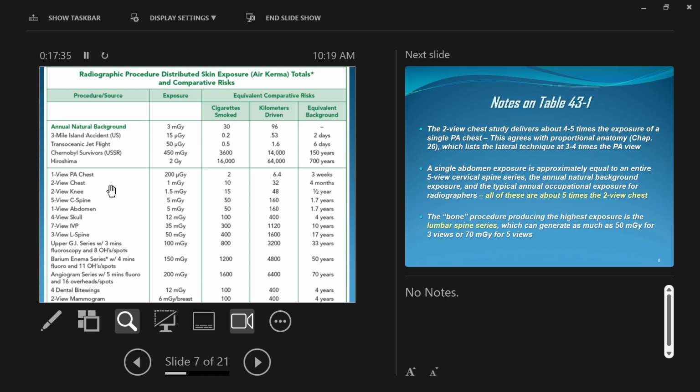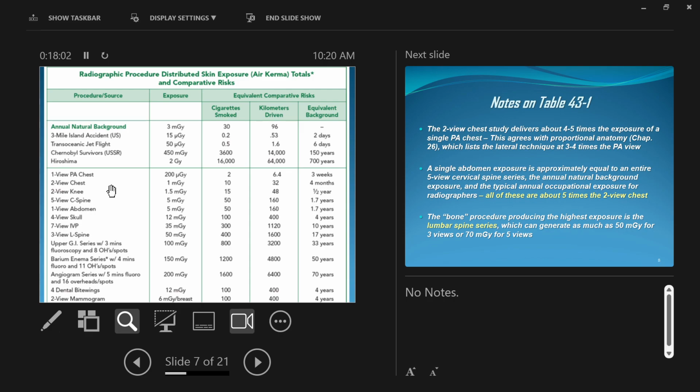So let's look at the lumbar spine. Lumbar spine, 50 milligray. How's that compare? That's all 3 views, right? That's the distributed skin exposure for all 3 views. It's not just a single view. But a 3-view lumbar spine is worth 50 chest x-rays, okay? That's a lot, right? Every 3-view lumbar spine you take is like you did 50 chest x-rays on that patient, okay? That's quite a lot.